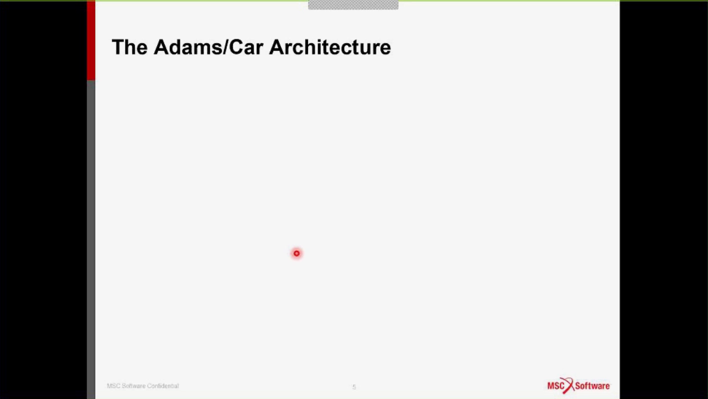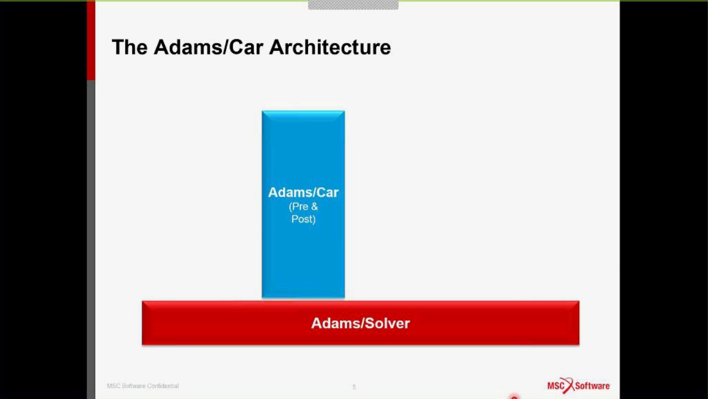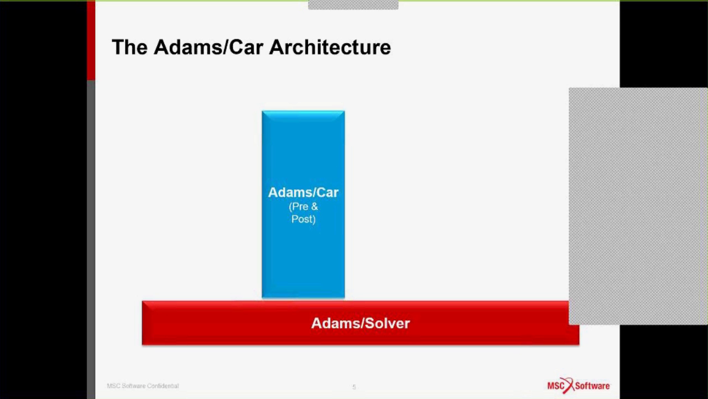So let's look at the Adams Car architecture. This is perhaps looking at things in a slightly different way than typically. This is not looking at features and functions. It's more looking at how our customers use Adams in the workflows that they have today. So of course the fundamental building blocks would be the pre and post processor and the solver.